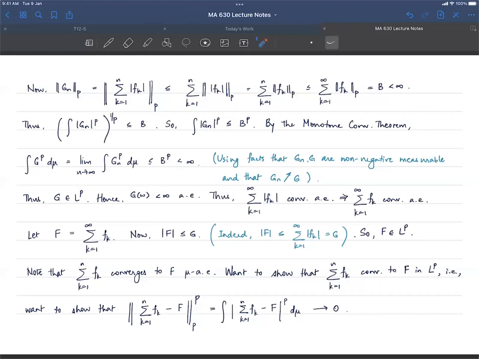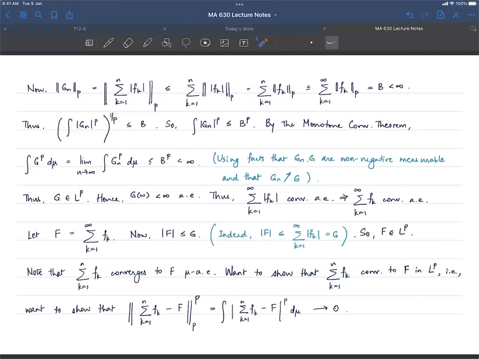So I have the P norm of Gn is the P norm of the sum k going from 1 through n of mod fk. Then by the triangle inequality, which is Minkowski's inequality in LP spaces, you get less than or equal to the sum k going from 1 to n of the P norm of mod fk. Now we went over this: what is the relation between norm f and the norm of the absolute value of f? They are the same thing. So the norm of the absolute value of fk is just norm fk, and I have the sum k going from 1 to n of norm fk.